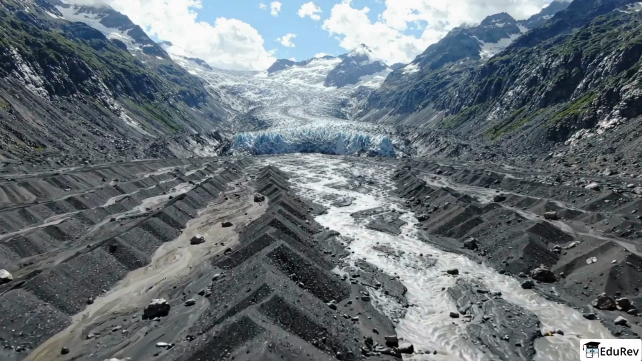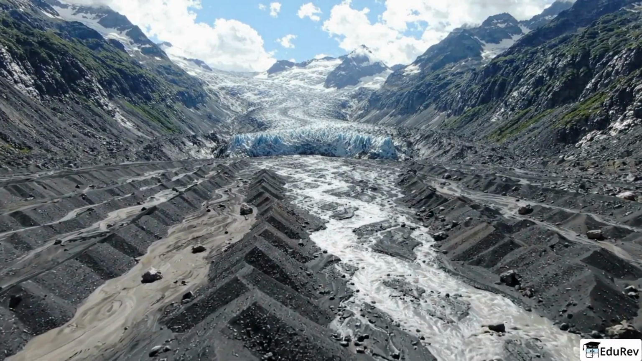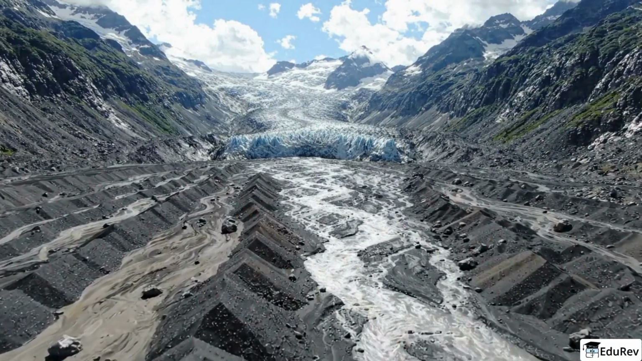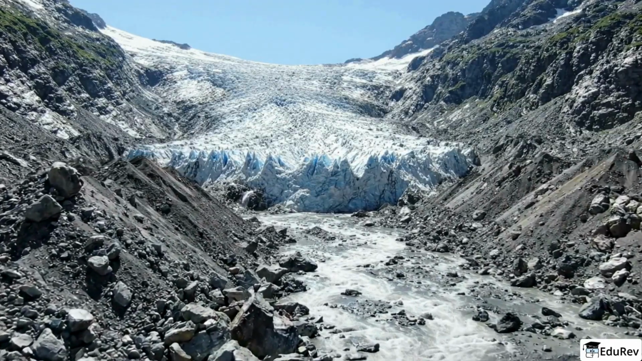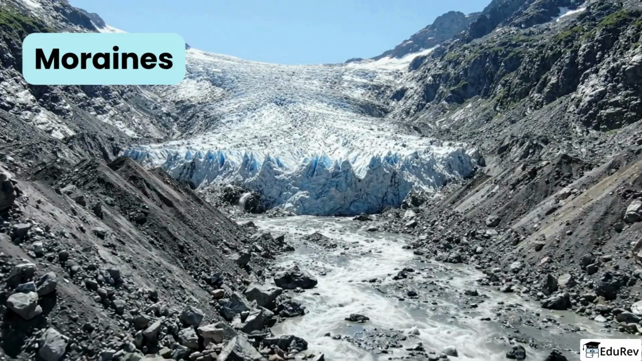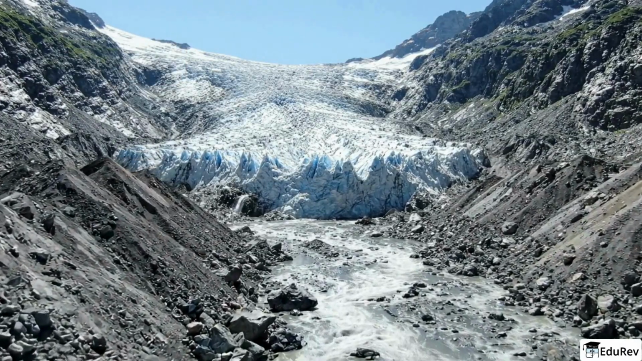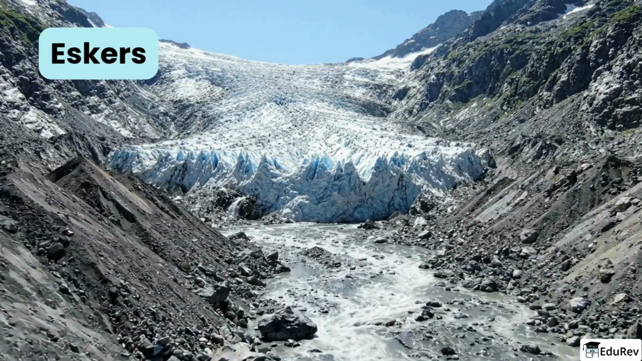And just like a river, when the ice finally melts, it dumps everything it was carrying. It leaves behind massive ridges of unsorted dirt and rock called moraines, and sinuous, winding ridges of gravel called eskers.